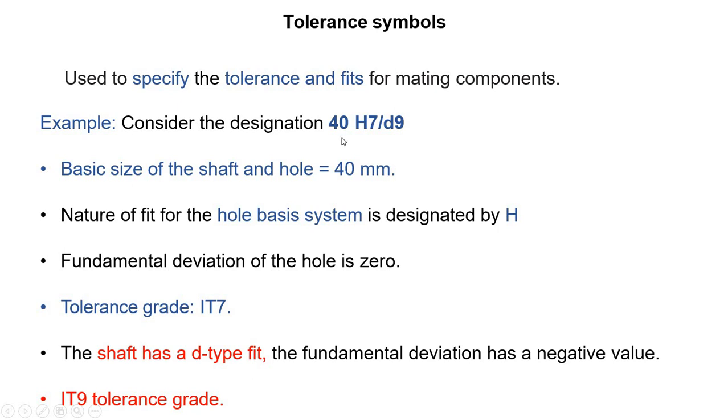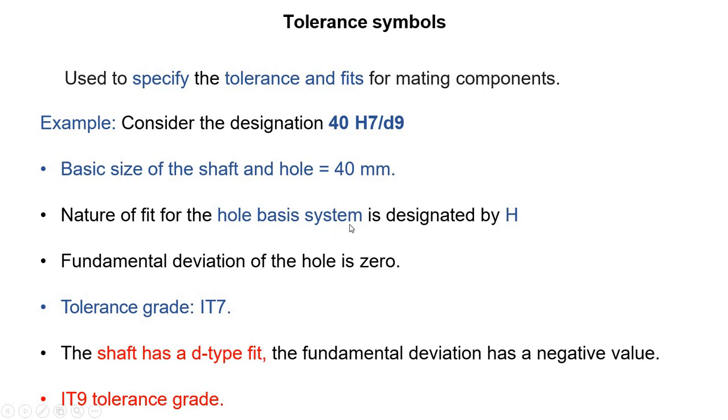For example, consider the designation 40H7D6. You always see this symbol on your engineering drawings, as well as on plug gauges, ring gauges, etc. So what does it mean? The 40 indicates the basic size of the shaft and hole. The shaft and hole that are to be mated with each other have a basic size of 40 mm, while these two letters indicate the shaft size and the hole size, and the type of fit.